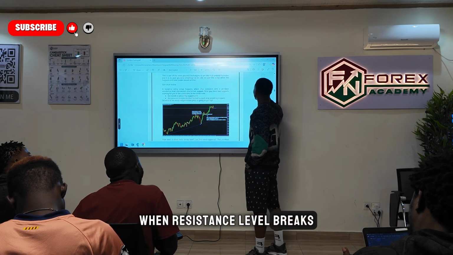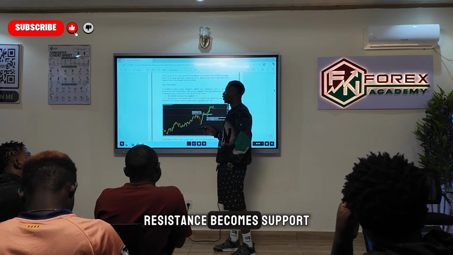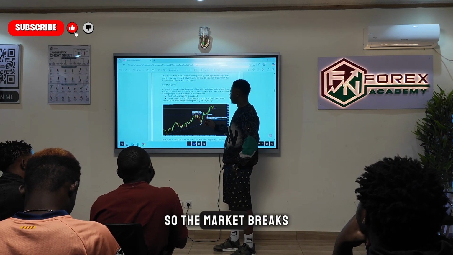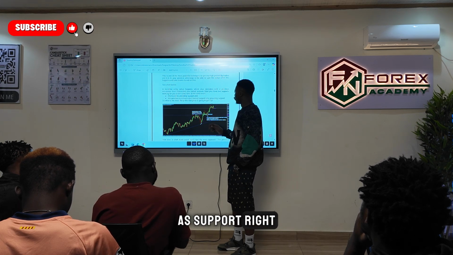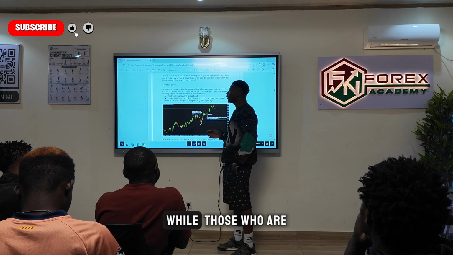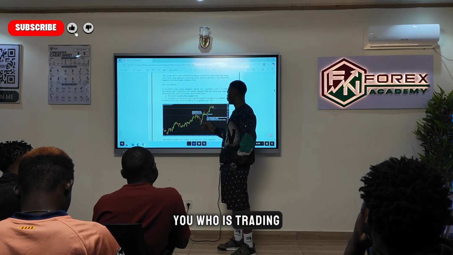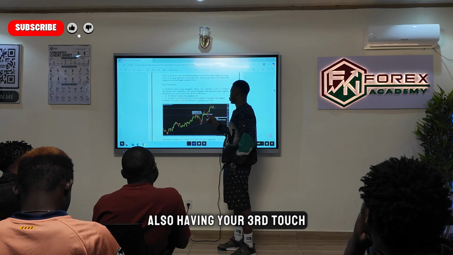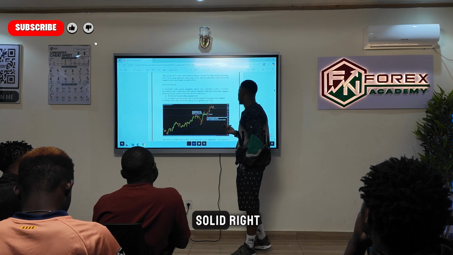When a resistance level breaks, what happens? When resistance breaks, resistance becomes support. So the market breaks this resistance level and comes back, we test this level now as support, right? So at this point we have our support. Those who are trading based off just support and resistance are entering their trade here. You who are trading based off trend line also have your third touch at this point, so you have your entry. It makes it more solid, right?